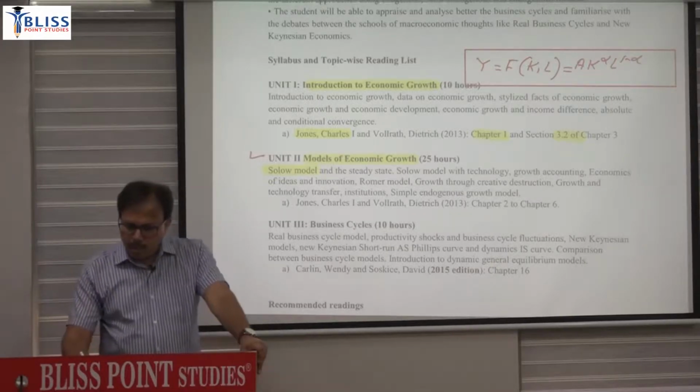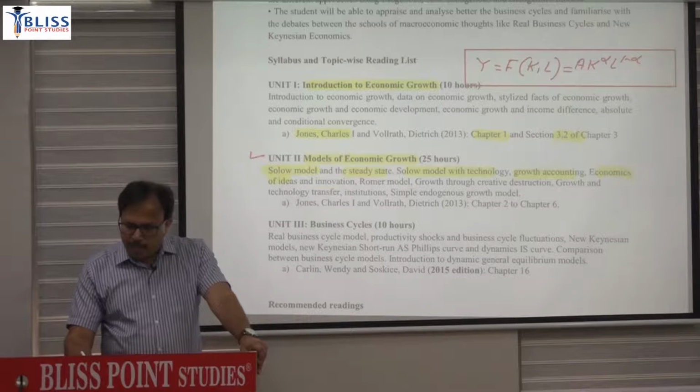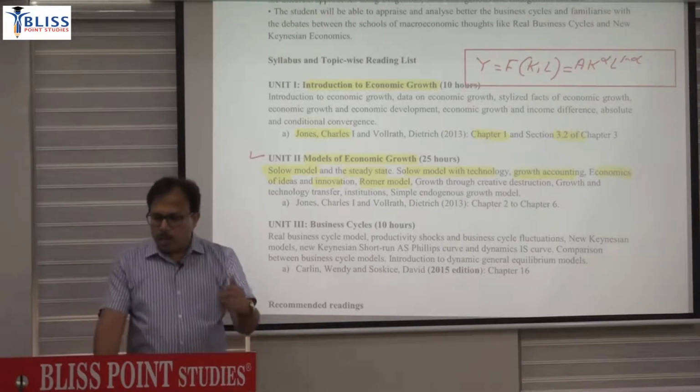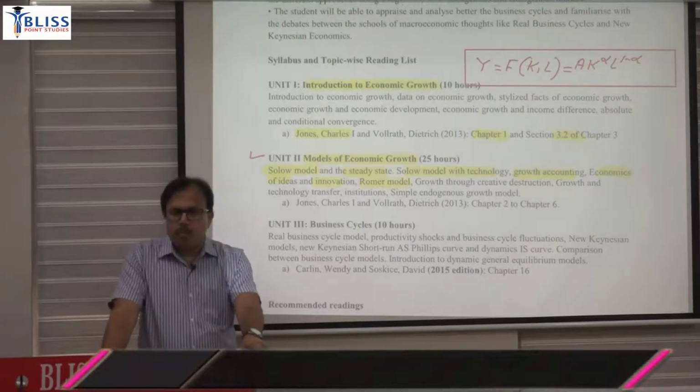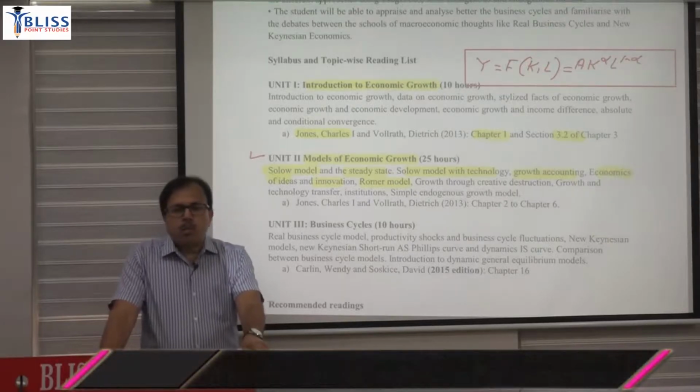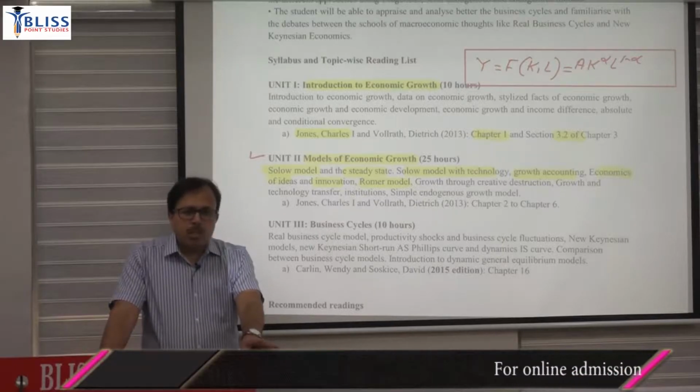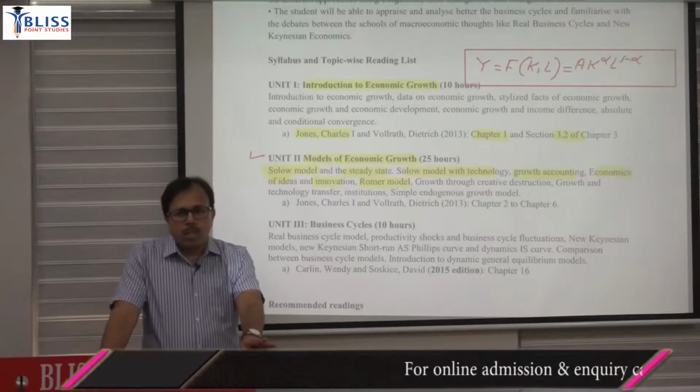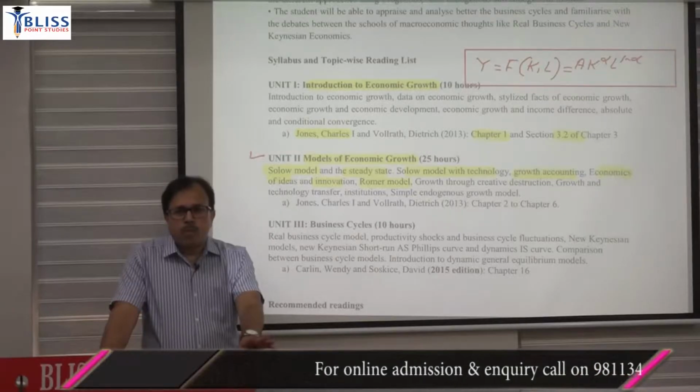Like it is mentioned here, steady state, Solow model with technology, growth accounting, economics of ideas and innovation, that will come as a part of the Romer model. So the next important model will basically be the Romer model. Romer model is said to be an example of endogenous growth theory, और Solow model is an example of exogenous growth theory.